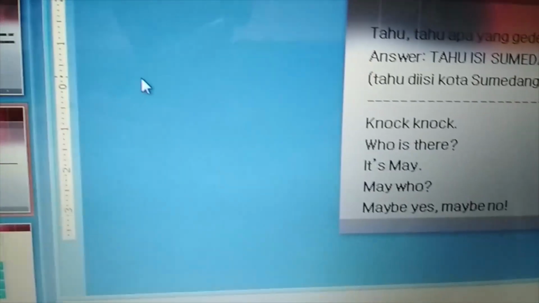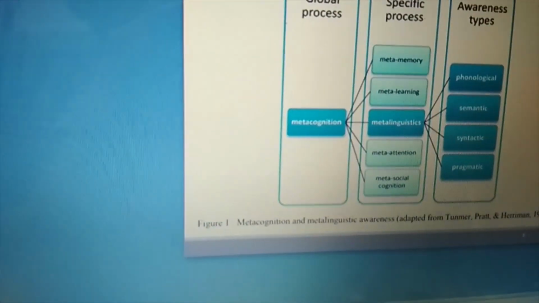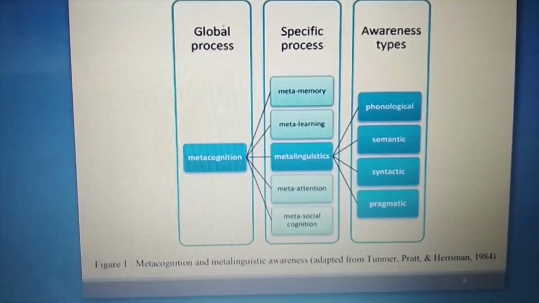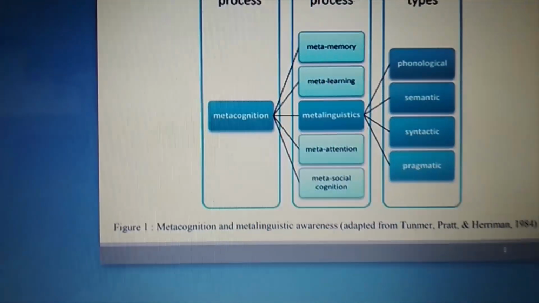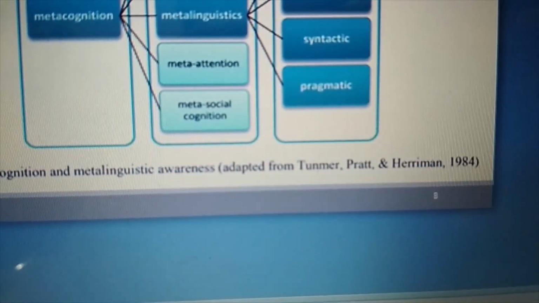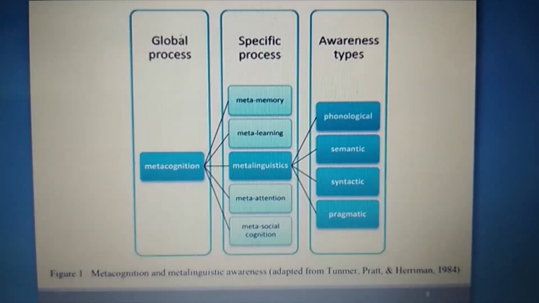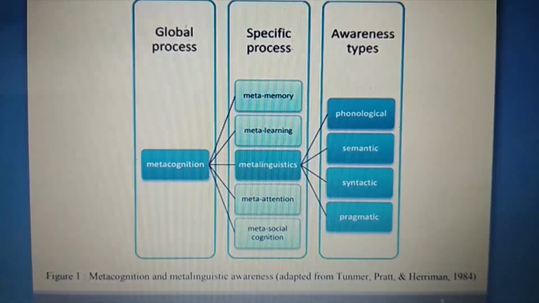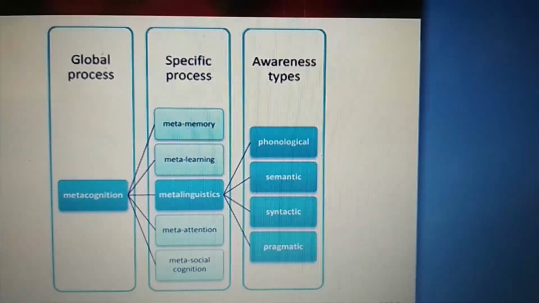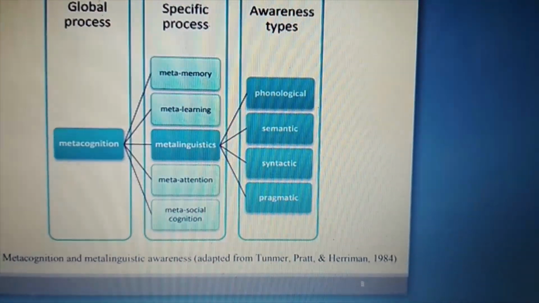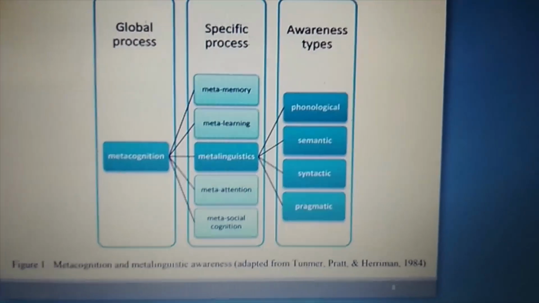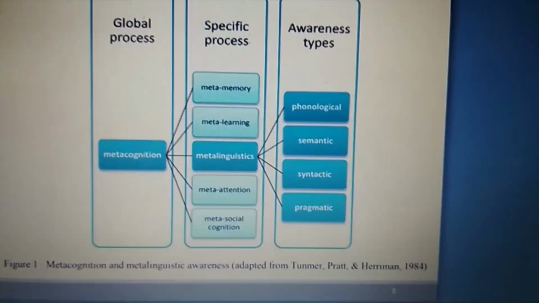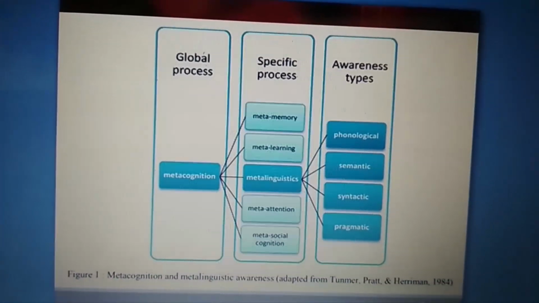Okay, let's continue to the next slide. Yeah, can you see that? This is from Tanner, Pratt and Herman, 1984. Metalinguistic is under metacognition, yeah? And there are four awareness types under metalinguistic: phonological, semantic, syntactic, and pragmatic. But in this video, I will not talk about these awareness types. Okay, next slide.